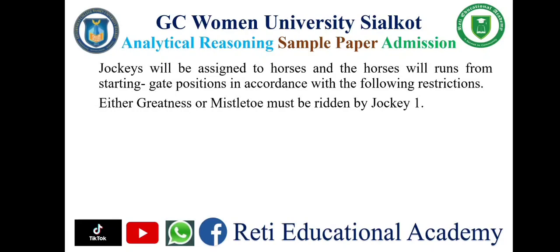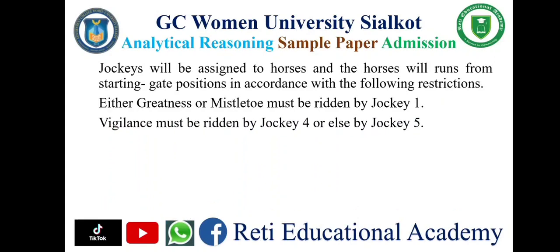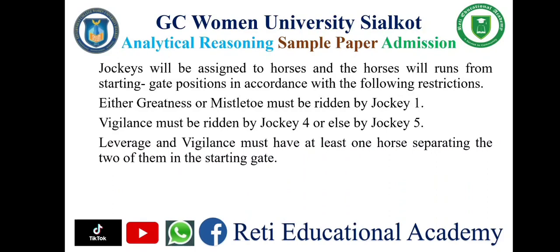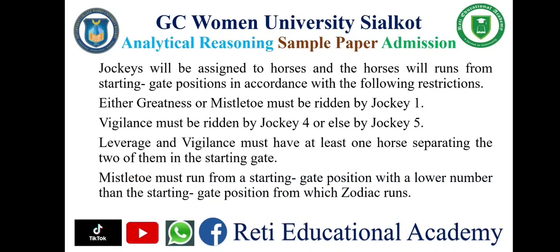Either Greatness or Mr. must be ridden by jockey 1. Vigilance must be ridden by jockey 4 or else by jockey 5. Divergence and Vigilance must have at least one horse separating the two of them in the starting gate. Mr. must run from a starting gate position with a lower number than the starting gate position from which Zoidek runs.